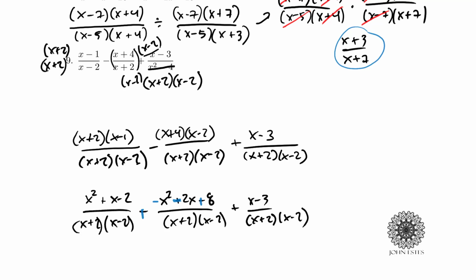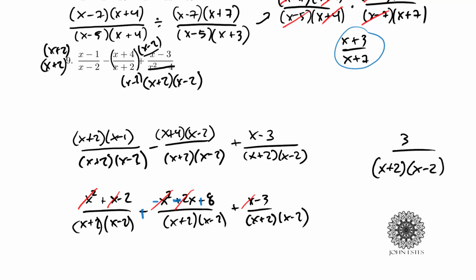So I have x squared plus a negative x squared, so my x squared subtract out. My x to the first powers, I have x minus 2x plus x. So those actually zero out as well. That doesn't always happen. And then lastly, my constant terms, I have negative 2 plus 8, so that's 6, minus 3. I end up with 3 over x plus 2 times x minus 2.